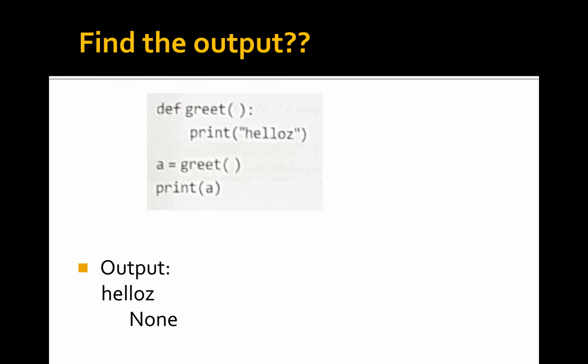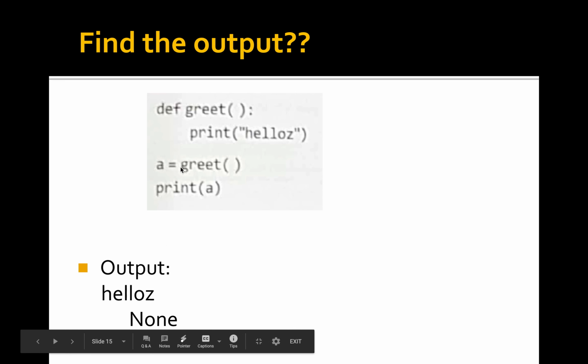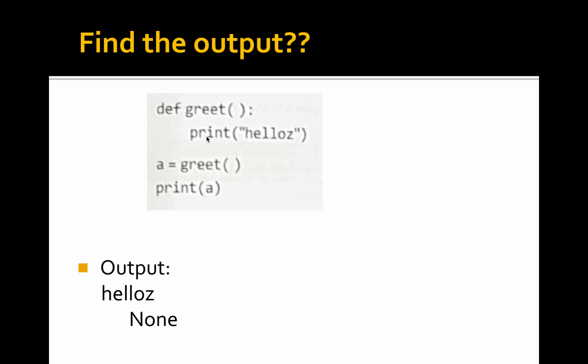Next, it's just an example program. Find the output of the program. def greet(): print hello, a = greet(), print a. So how does the execution go? In the first case, def greet is a function definition, so it will not execute this statement. Then it directly goes to a = greet(). The function call executes the function definition and prints hello. Then a = greet() means no value is returned, so what is the value printed by a? None.